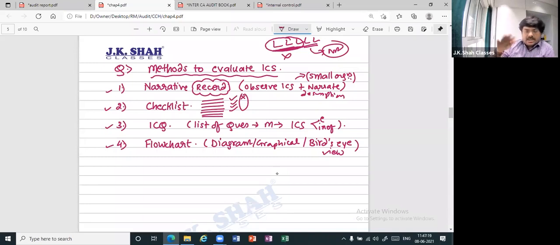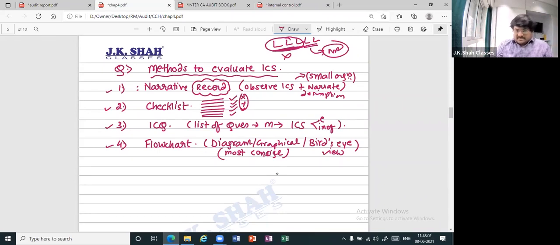Thereafter, checklist. So the auditor or his staff will prepare a checklist. And thereafter, they will go and observe the ICS and obviously they will put distinctive ticks. Accordingly, the more the ticks, the more the efficiency, the more the crosses, the more the inefficiency. ICQ, list of questions. Thereafter flowchart. A flowchart is a diagrammatical or graphical format of the ICS. This is the most concise way, spelling C-I-S-E. This is the most concise way of knowing the ICS. The narrative record is the hardest way of knowing the ICS because you have to write a bit. So that is the hardest way. The flowchart is the most concise way, because it gives a bird's eye view.